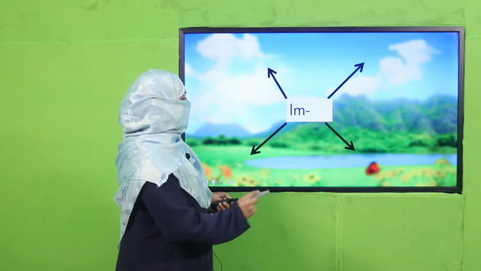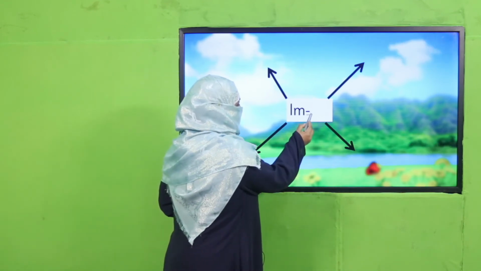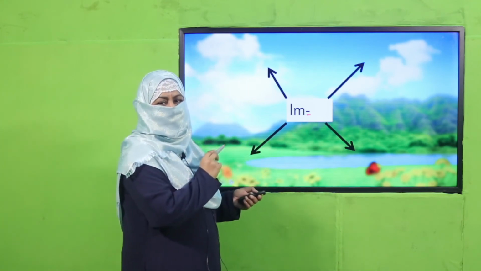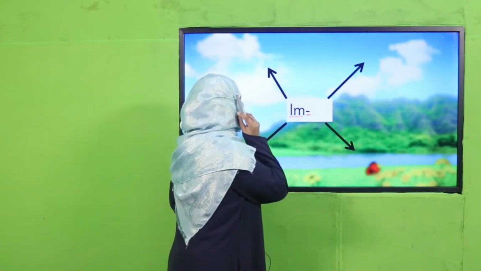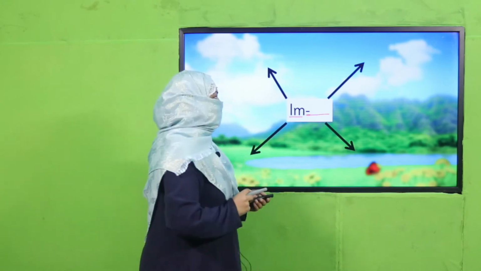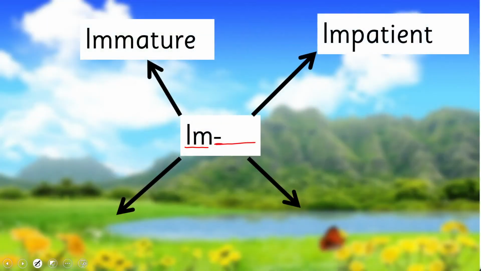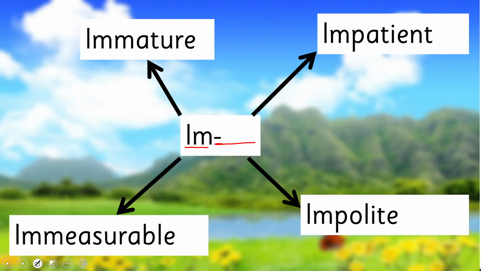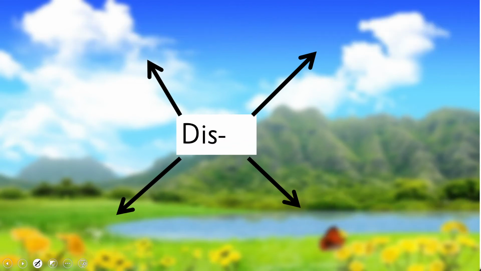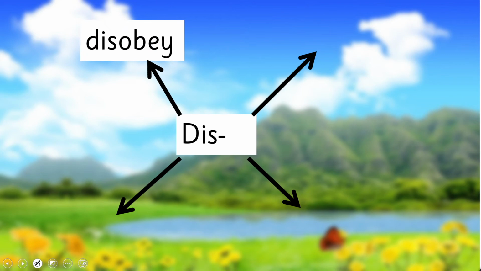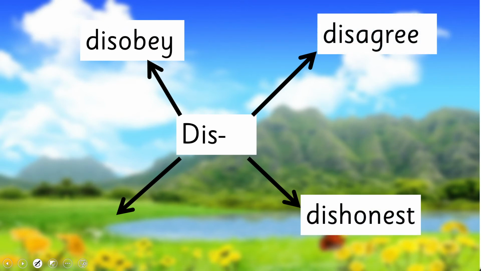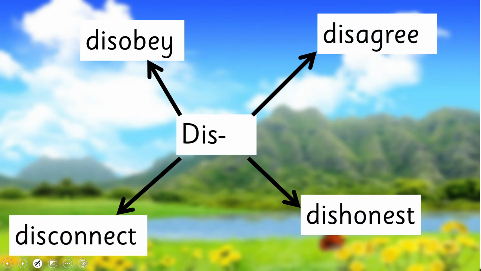The next example, now I have used this as a prefix, okay? This im, and I'm going to add words to it to make new words. Immature, impatient, impolite, and immeasurable. Dis: disobey, disagree, dishonest, and disconnect. You see, we can take one suffix or one prefix to make many words. Are you clear with that?